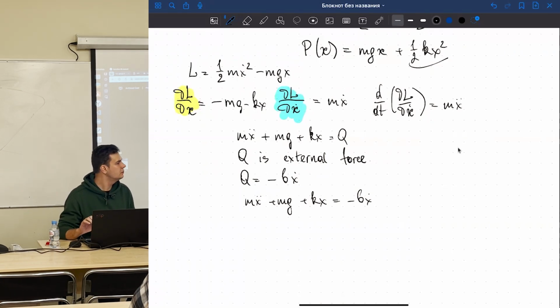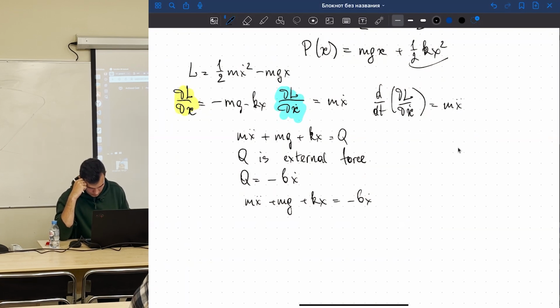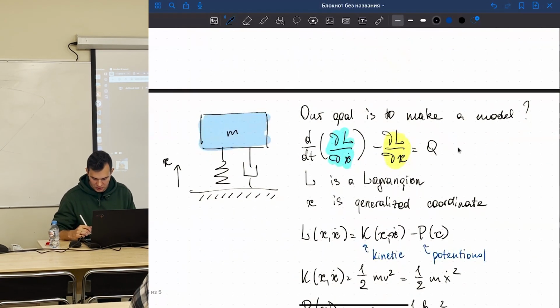I'm from Zoom, I'm not from a control background, so please verify my understanding. If this equation equals 0, then this system is in equilibrium, and that means we have some external force that pushes the spring. Yeah, if the equation equals 0, it means that the system is conservative. For example, it's not in the rest position because your Lagrangian doesn't equal 0.